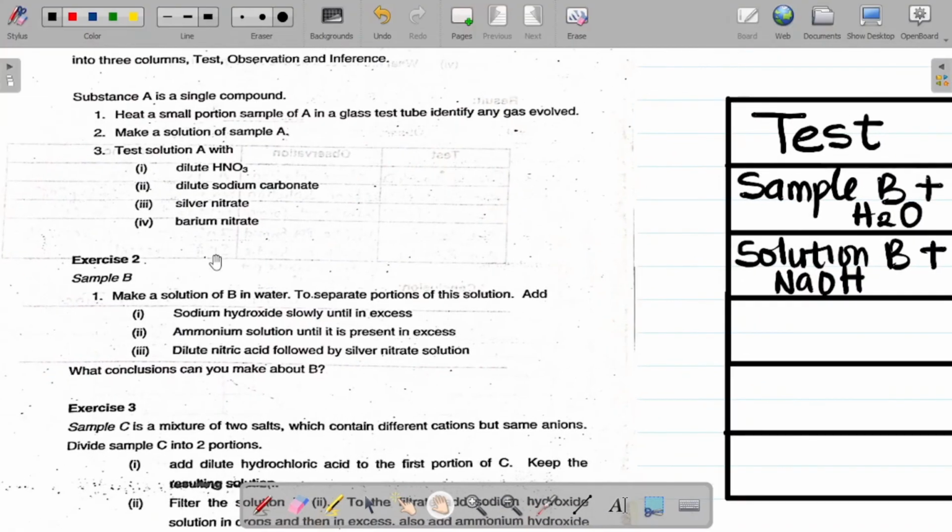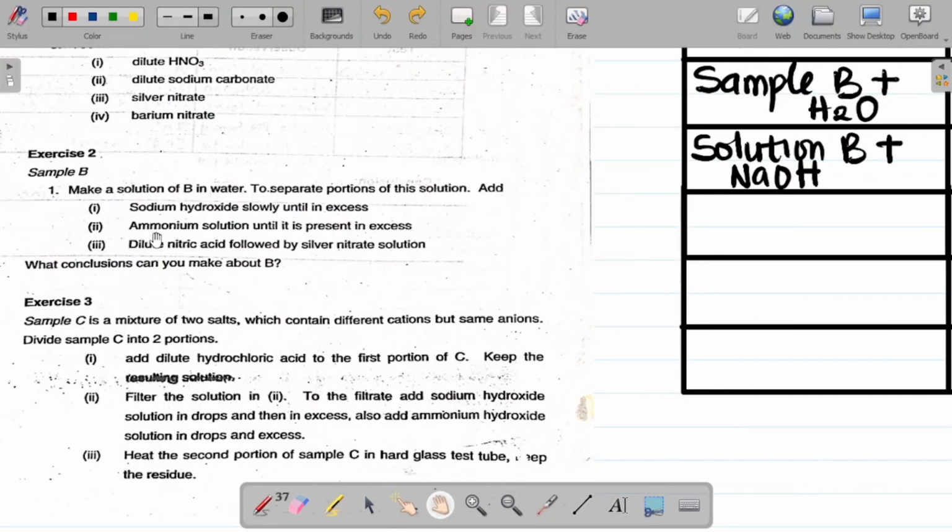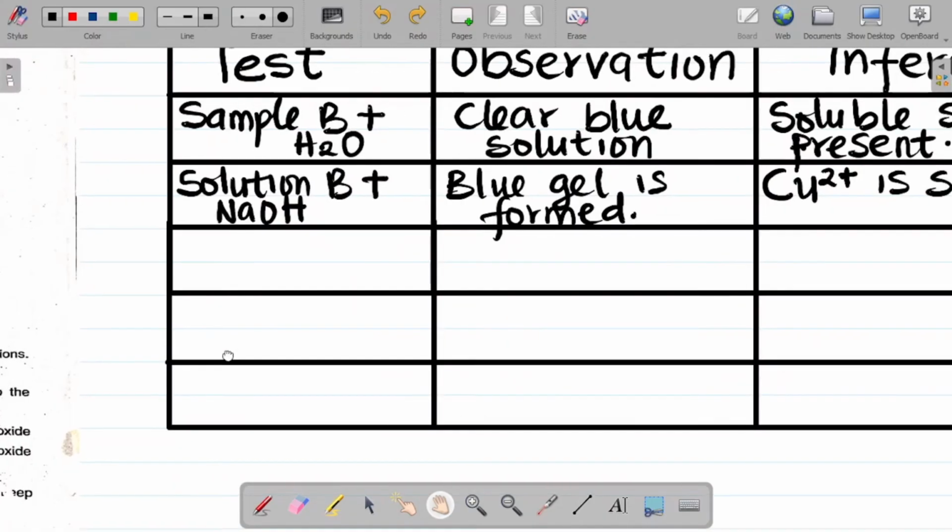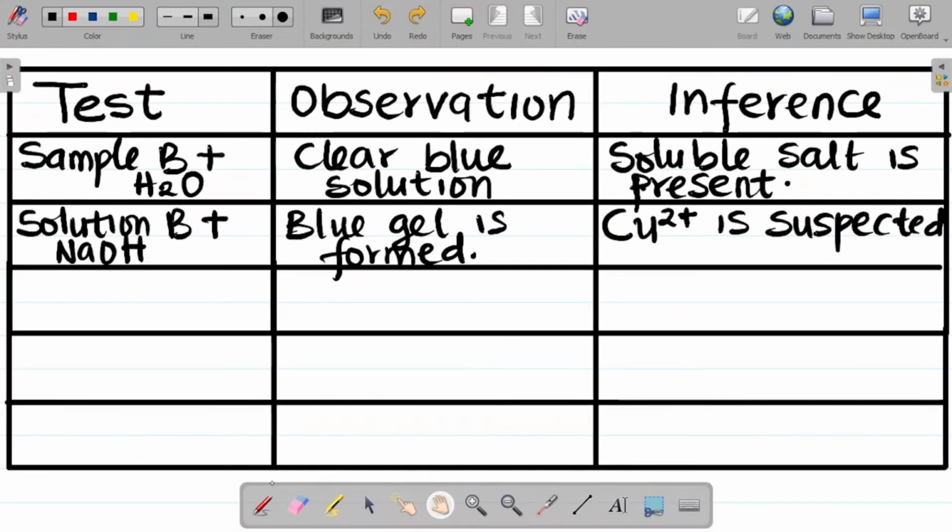The next one here says add ammonium solution until it is present in excess. So to the other portion that is unused yet, I'll just pour in ammonium solution. That's ammonia in water. Just keep pouring it little by little until it becomes excess. So the next thing I have there is solution B plus ammonium solution.